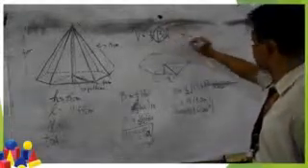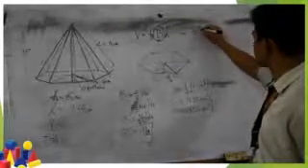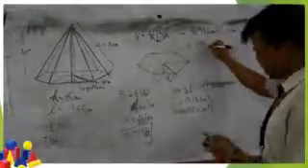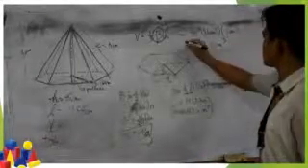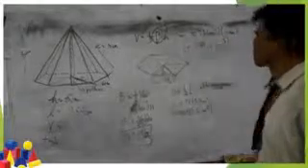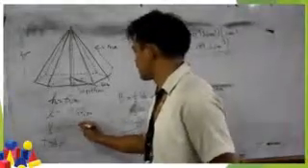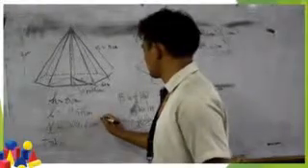Now, can we find the volume now? Yes, we already have the area of the base, so let's substitute. The volume of the pyramid would be 1/3 times the base area, 93.6, times the height of the pyramid, which is 8 centimeters. Performing the operation, we get 249.6 cubic centimeters, and that's the volume.